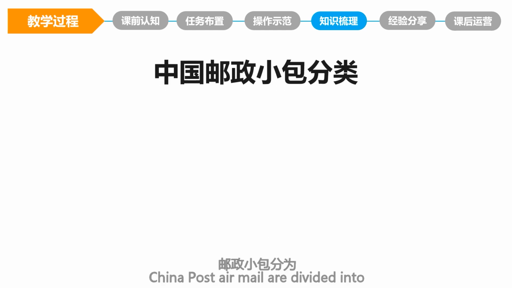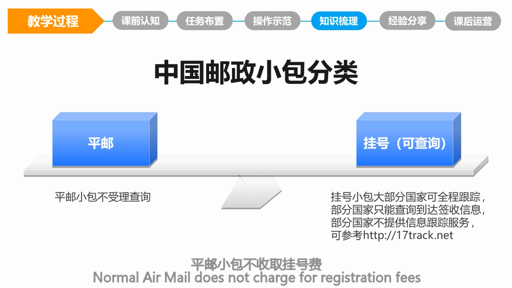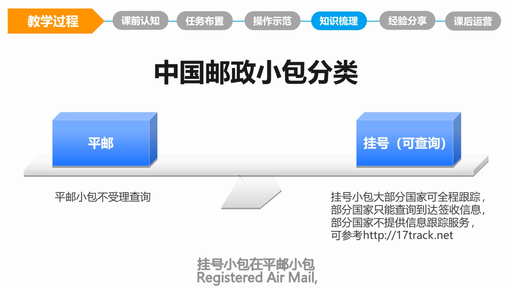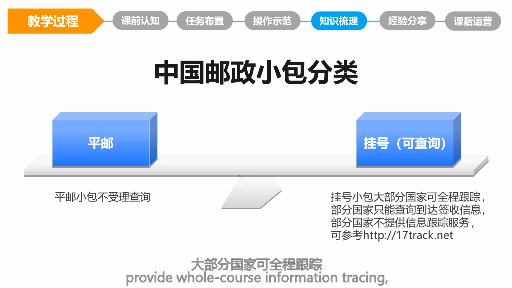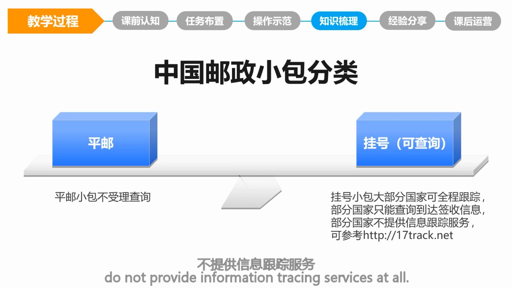China Post Airmail is divided into normal airmail and registered airmail. Normal airmail doesn't charge registration fees and does not provide logistics checking information. Registered airmail, based on the normal airmail fees, charges registration fees. Most countries provide whole course information tracing, while some countries can only query the receipt information. And some countries do not provide information tracing services at all.